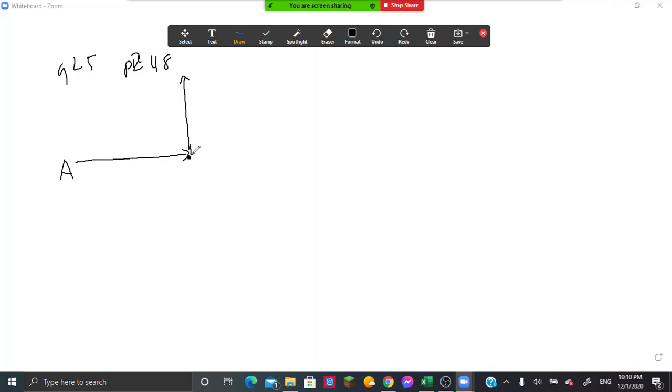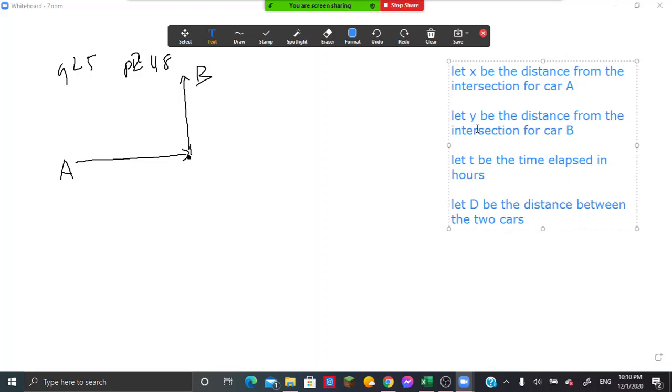We then write out our let statements, letting X represent the distance from the intersection for car A, and letting Y represent the distance from the intersection for car B. We'll let T represent the time in hours, and D represent the distance between the two cars. So we can see that in this diagram, A is currently at time 0, 40 miles away from this intersection I. So it would be 40, and B is 30 miles above, so it's 30 miles away.